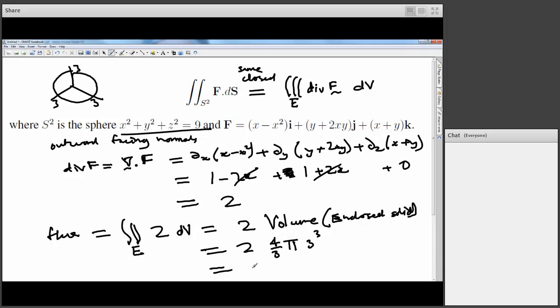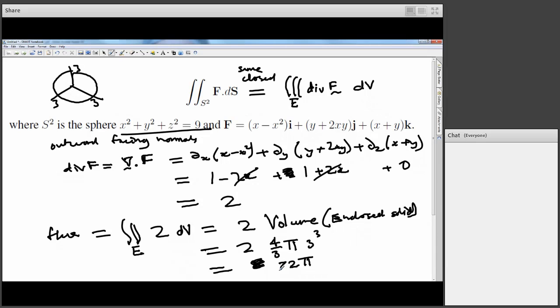So 2 times 4 is 8. 3 and 3 cubed gives you 9. So it'd be 72 pi. That's our answer. So the divergence theorem in this case worked really nicely. So whenever you've got a closed region, it's always a really good thing to do.